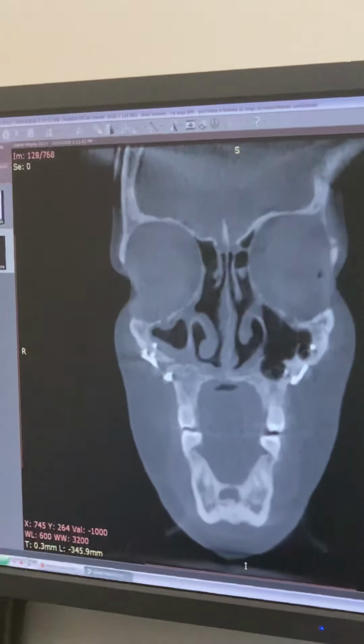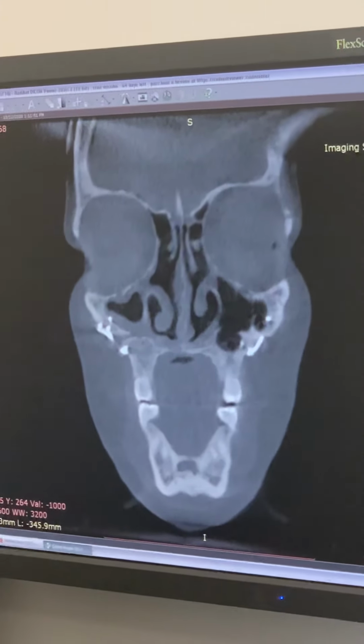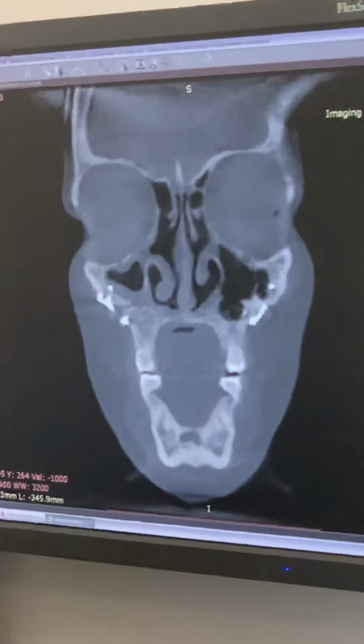But what we've learned is that you actually want to have bacteria in your sinus. You want the good bacteria. So we don't prescribe so much of antibiotics anymore. We rather provide the xylitol so good bacteria can grow.